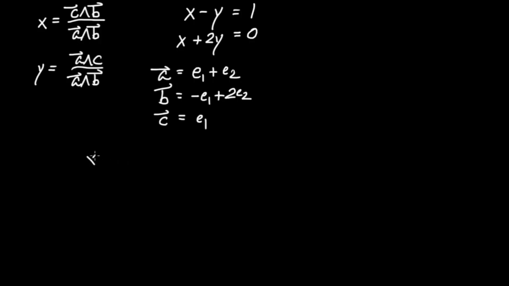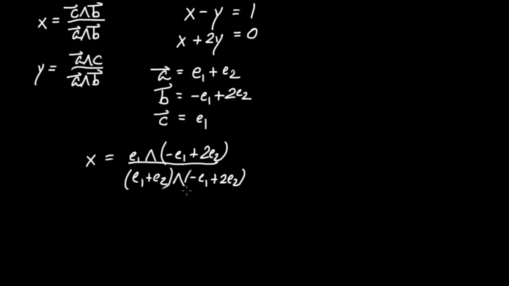So let's calculate x first. So x is going to be c wedge b. So c was e1 wedged with b, which is minus e1 plus 2 e2, over a wedge b, which is e1 plus e2 wedged with minus e1 plus 2 e2. And let's see what we get. So in the numerator, we have e1 wedged with e1 that goes to 0. Then I have e1 wedged with 2 e2, so that's 2 times the unit bivector, e1 wedge e2.